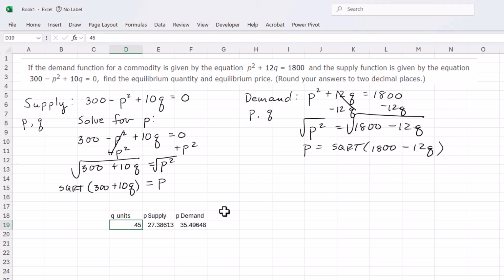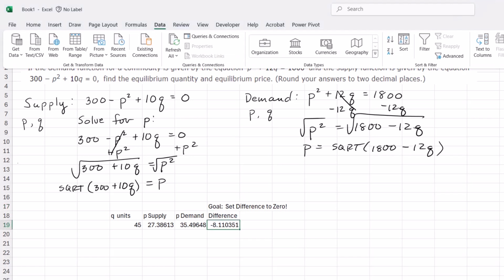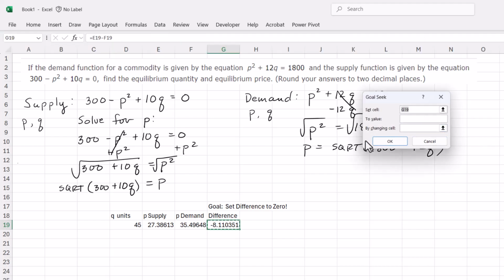So instead, I'm going to set up a difference column, and I'm going to have the difference be the supply amount, subtract the demand amount. And when supply and demand are equal, this difference cell would be equal to 0. So my goal is set the difference to 0. Okay, so now when I pull up GoalSeek, set the difference to a value of 0 by changing units.